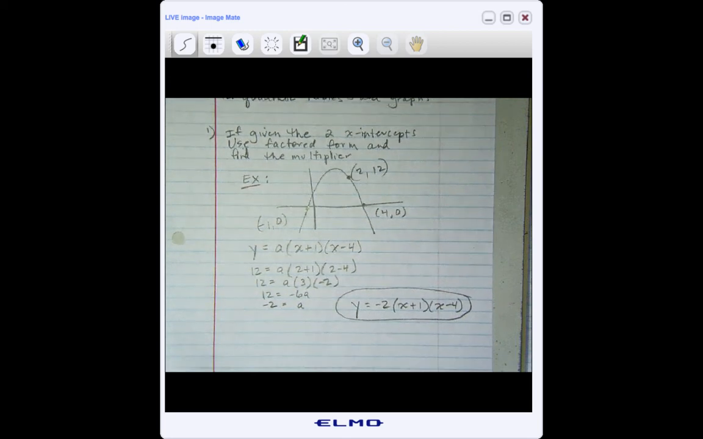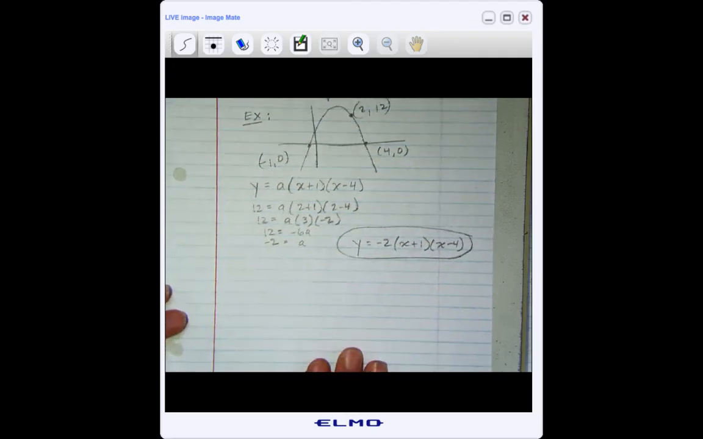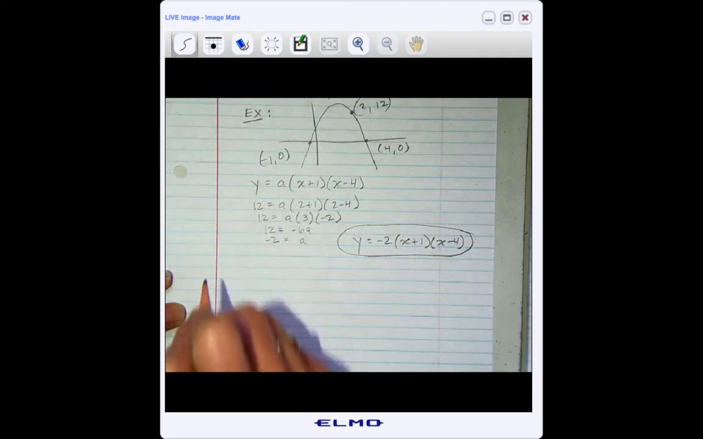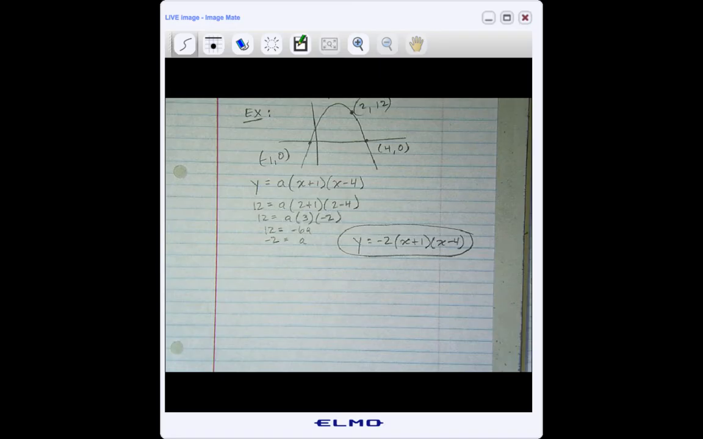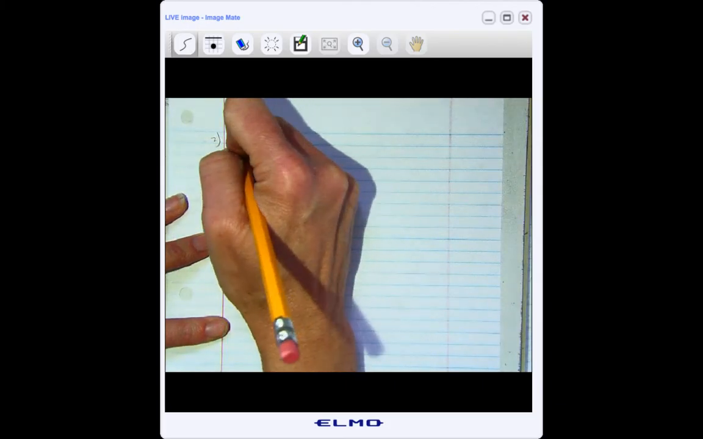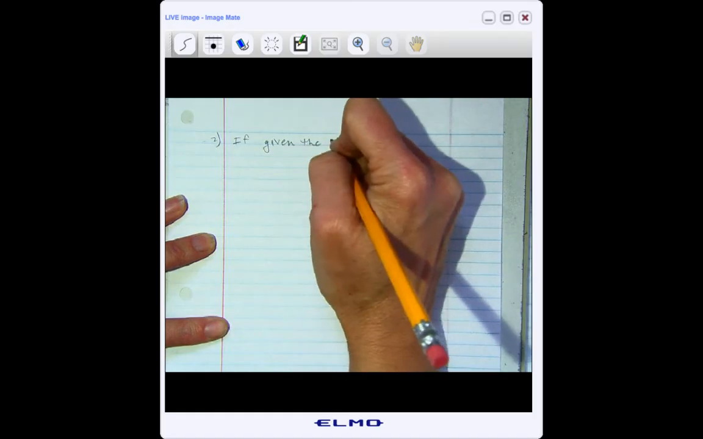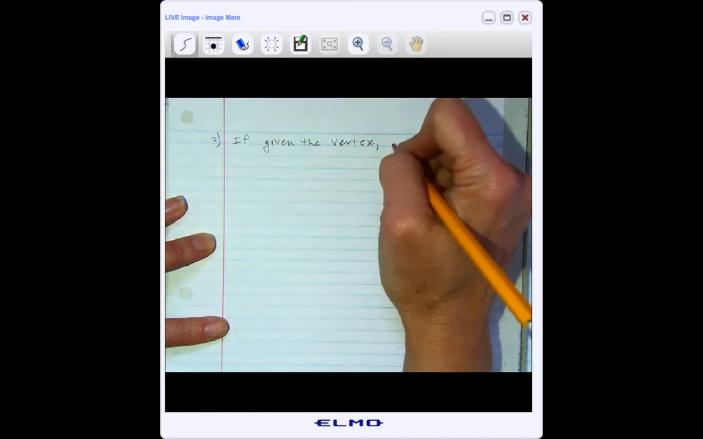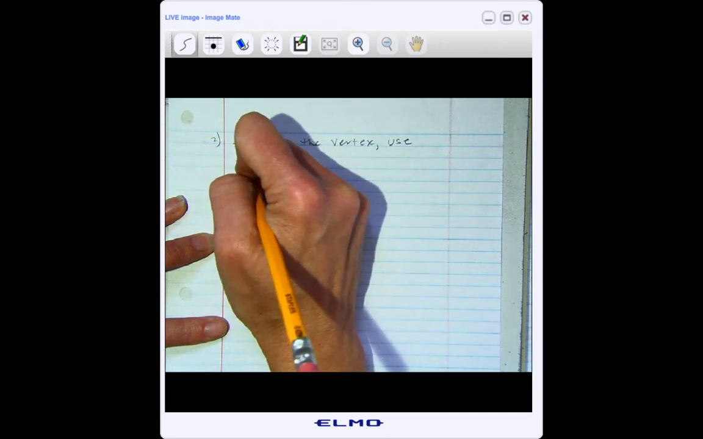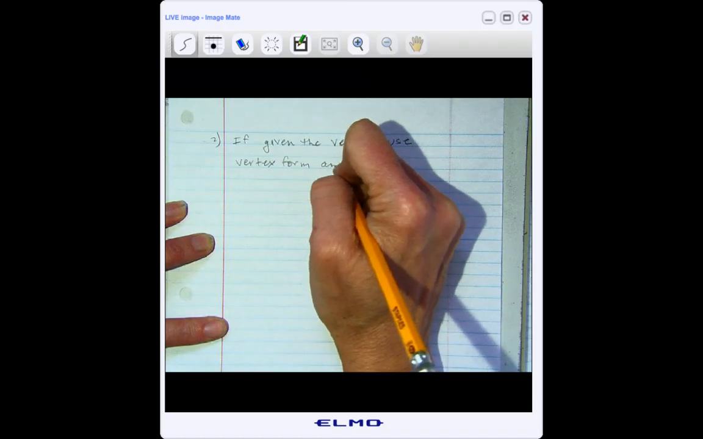Okay. All right. So how about if I was given the vertex? So, yeah, I'm going to just get another sheet of paper. So second scenario, if given the vertex, use vertex form and find the multiplier.